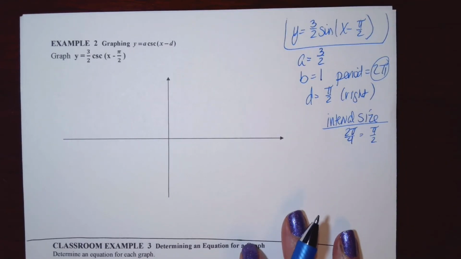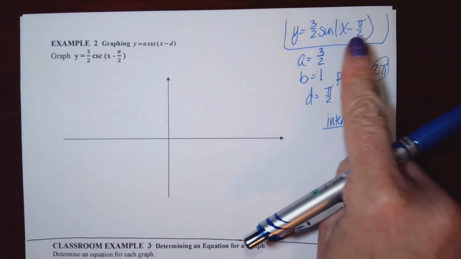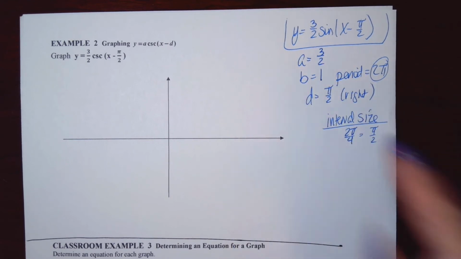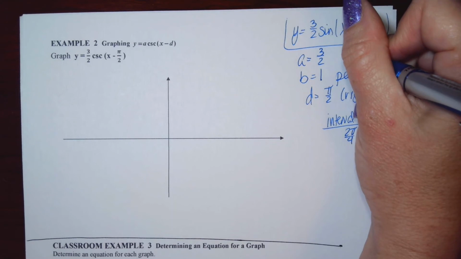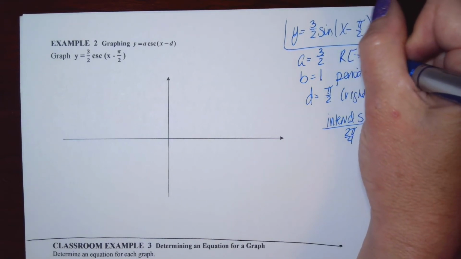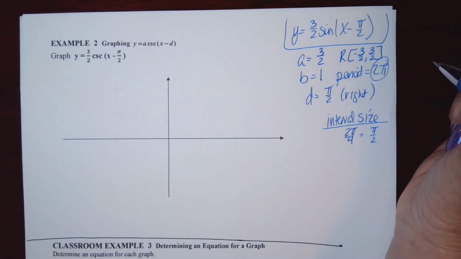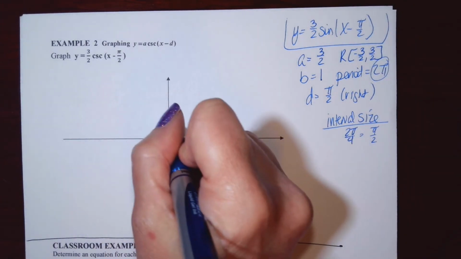All right, so cosecant is the reciprocal of sine. That's what I'm going to graph. I've got my amplitude, my period. Center is not moved, so the range of the function is from -3/2 to +3/2. I can go ahead and set that up.